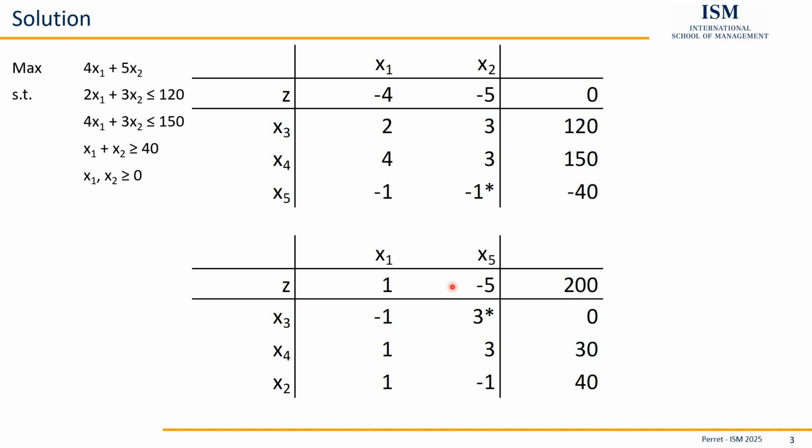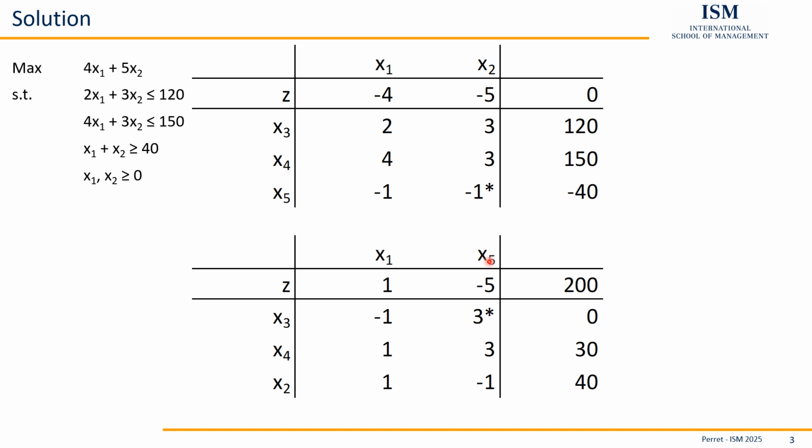And we select a column. We select a column with a negative value in the objective function row. And ideally, we select a column with the absolutely largest negative value. Well, here it's quite easy. There's only a single column with a negative value. So x5 becomes pivot column.